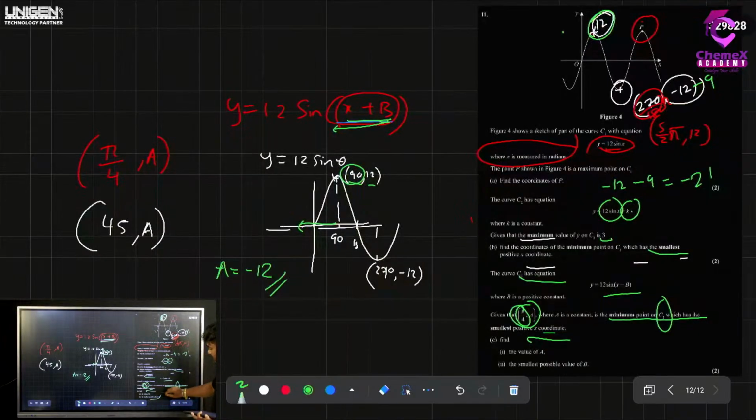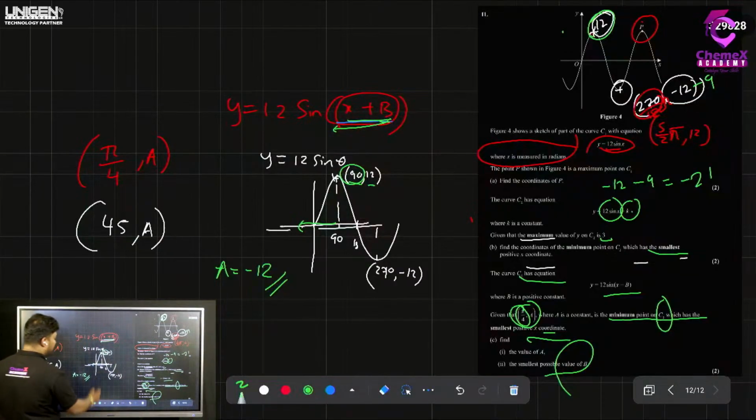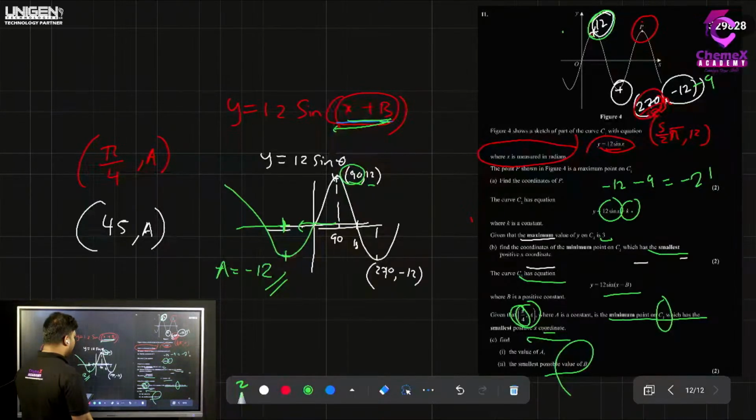Then part b of the question is asking, find the smallest possible value for b. So what is the smallest possible value? What can it be? Any suggestions? What is the smallest possible value?